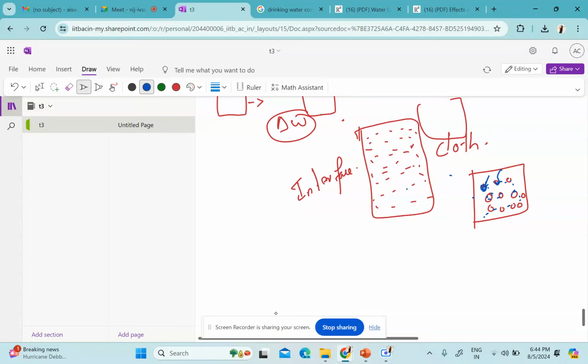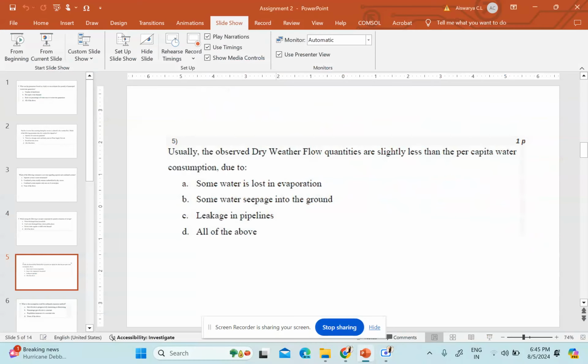So interfacial evaporation means it is not bulk water, it is in the pores of another surface, here the cloth. So it can evaporate even at a lesser temperature. You don't need 100 degrees Celsius to evaporate the water. It can evaporate even at 50 degrees Celsius, depending on the conditions.